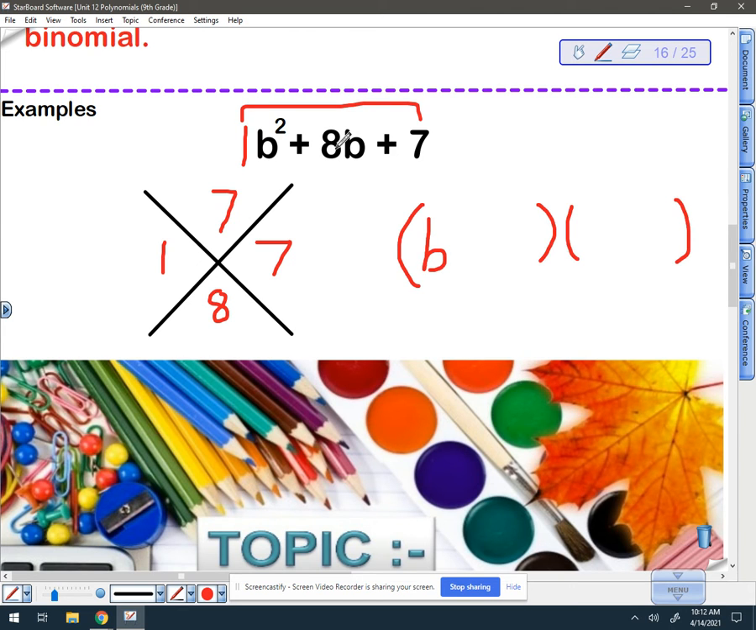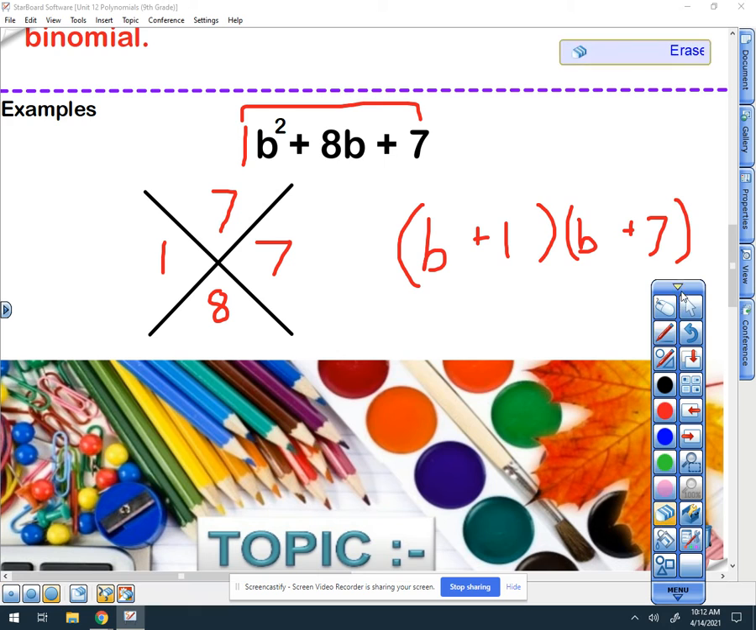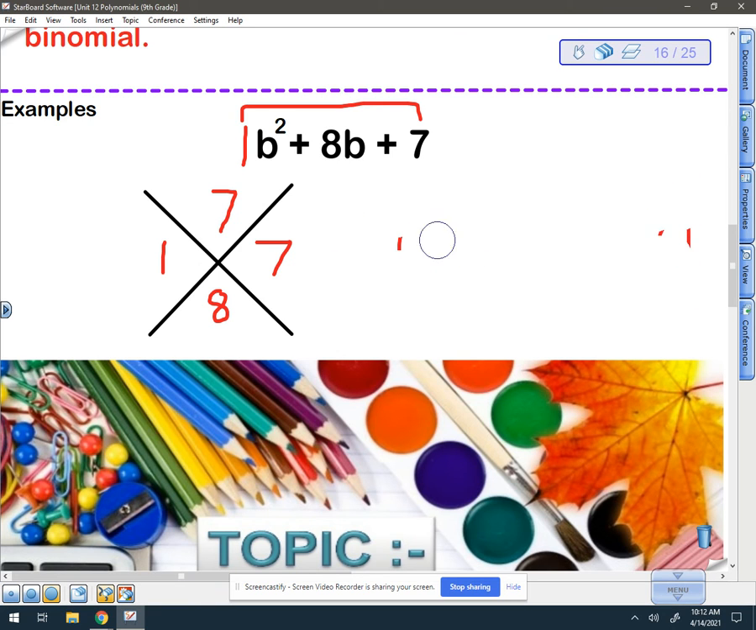So then you write your binomials. We're using B, so we put B in the front. And then we have a positive 1 and a positive 7. So plus 1 and plus 7. All right? So pretty simple. Now, don't look at this and say, oh, I got it, and then turn the video off, because it's going to be a little different. What happens if we have some negatives in here? So let's look at some examples of what that will look like.